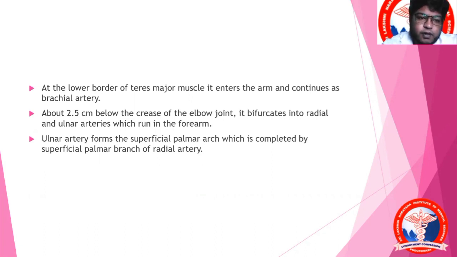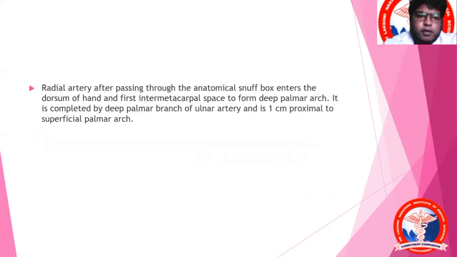Ulnar artery forms the superficial palmar arch, which is completed by superficial palmar branch of radial artery. Radial artery, after passing through the anatomical snuff box, enters the dorsum of hand and first intermetacarpal space to form deep palmar arch. It is completed by deep palmar branch of ulnar artery and is 1 centimeter proximal to the superficial palmar arch.